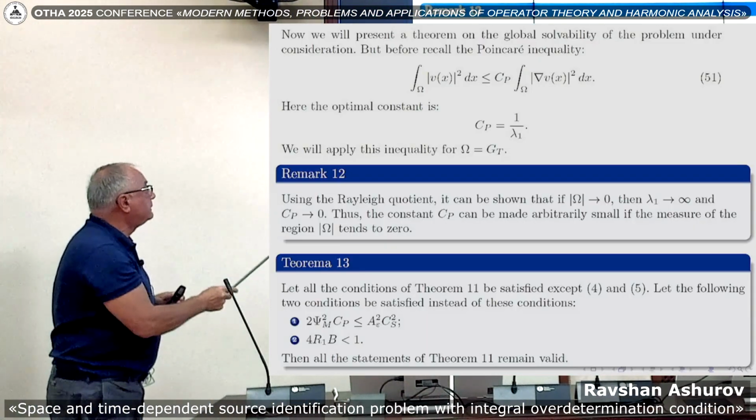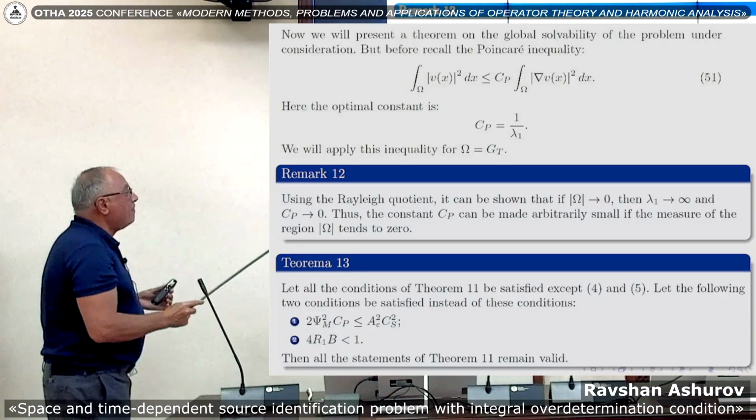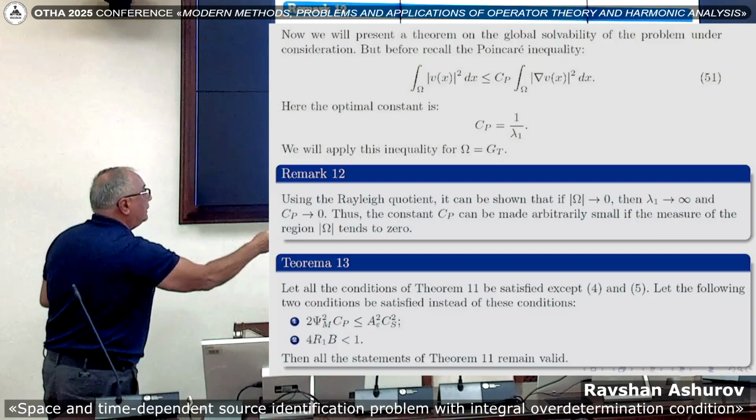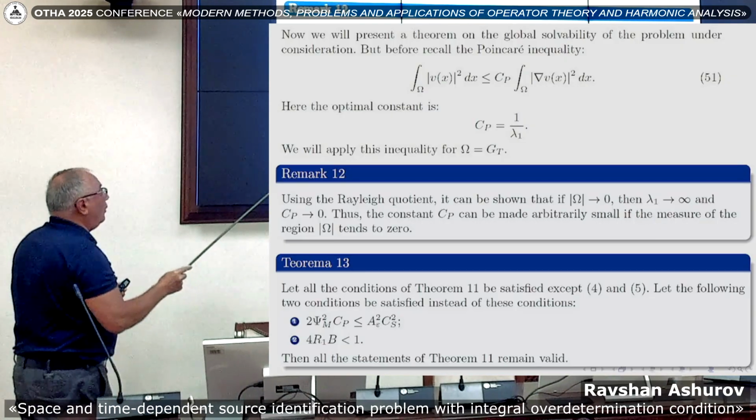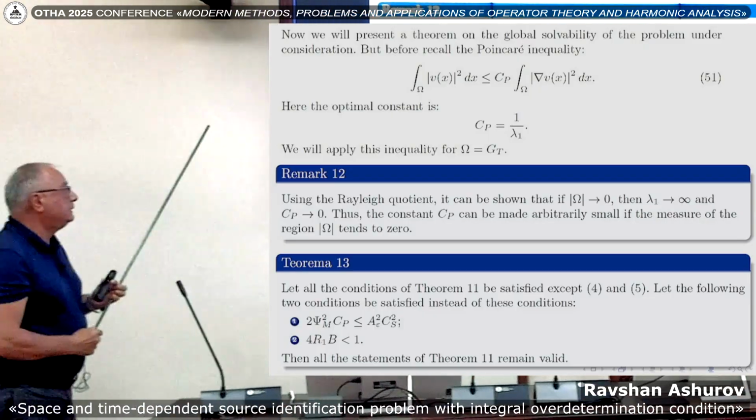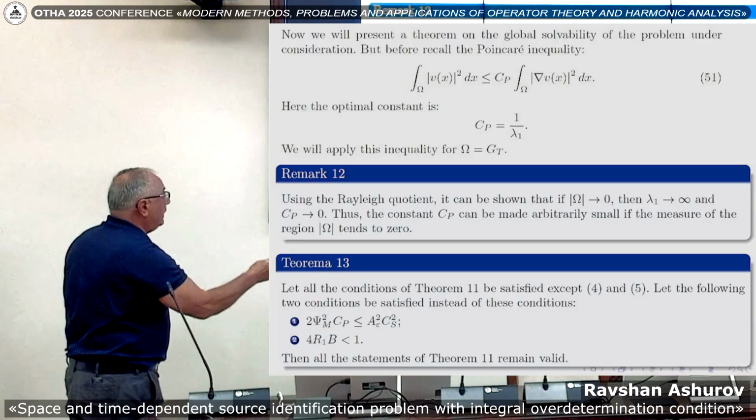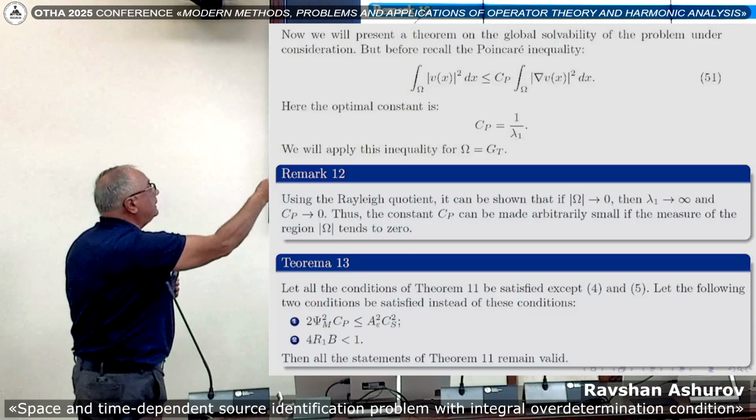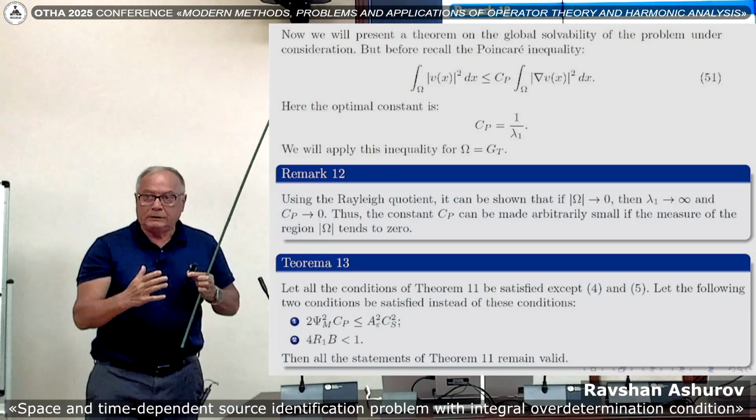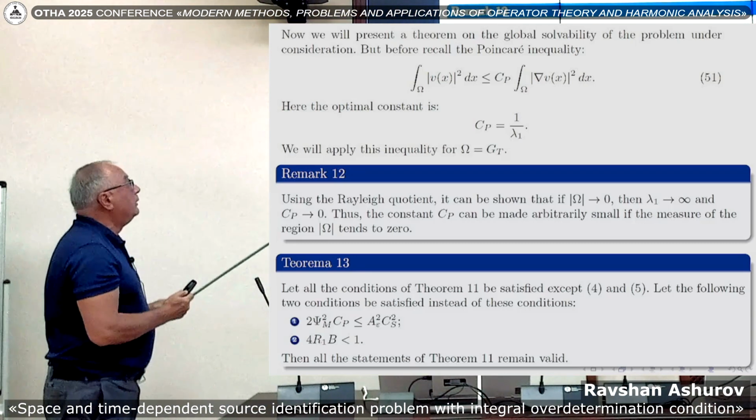Okay, now this is the theorem about global solvability. So if instead of conditions 4 and 5 of Theorem 11, you have these conditions, then the solution exists globally. Here you see this condition is the main condition: C_P, which is there, should be small. That means the domain for x should be a small domain. In that case, you have a global solution.